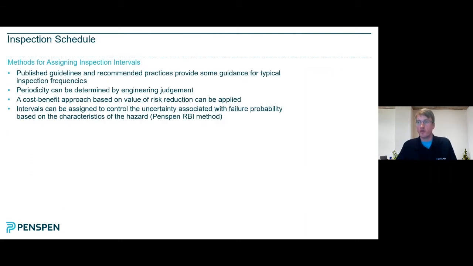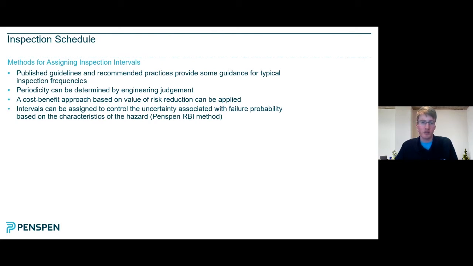So moving on, once you've performed your risk assessment and you have your risk output, you know where your highest risks are and what mitigations you want to put in place to control those. The next step is to then move on to assigning your inspection intervals. This is where you're looking at the kind of CapEx activities that you want to undertake to maintain the asset condition.